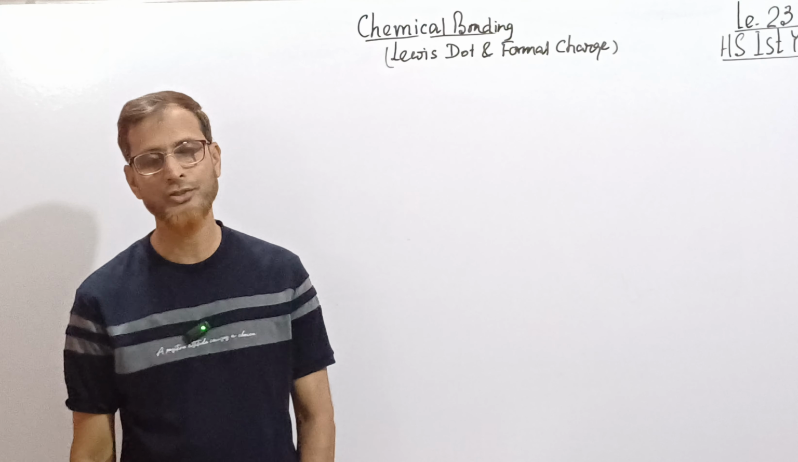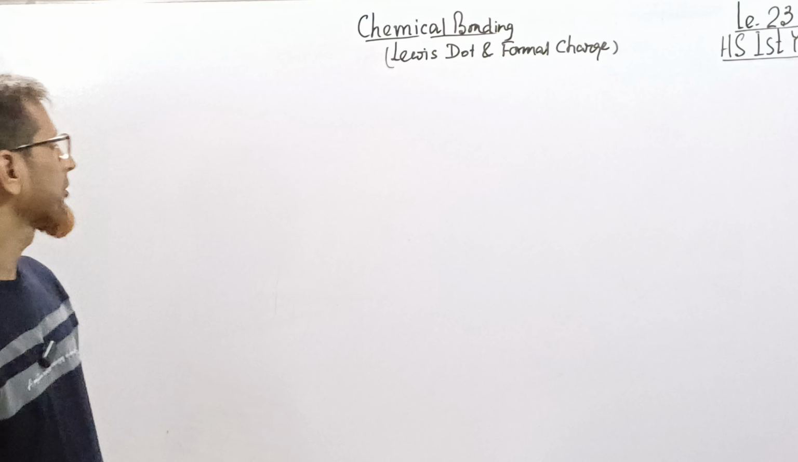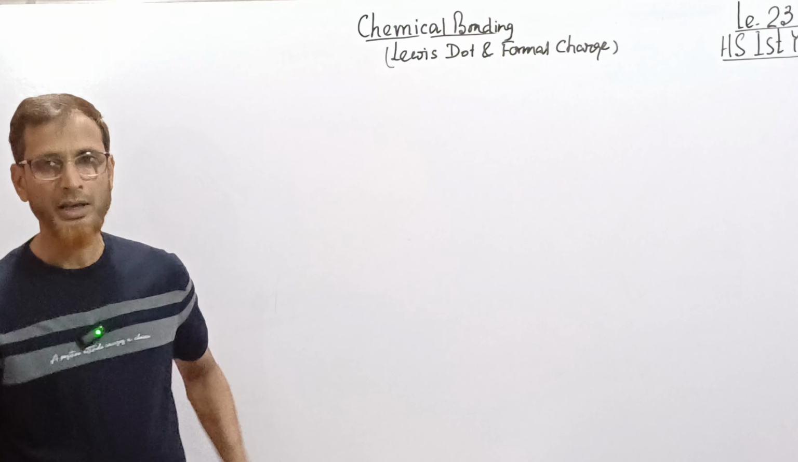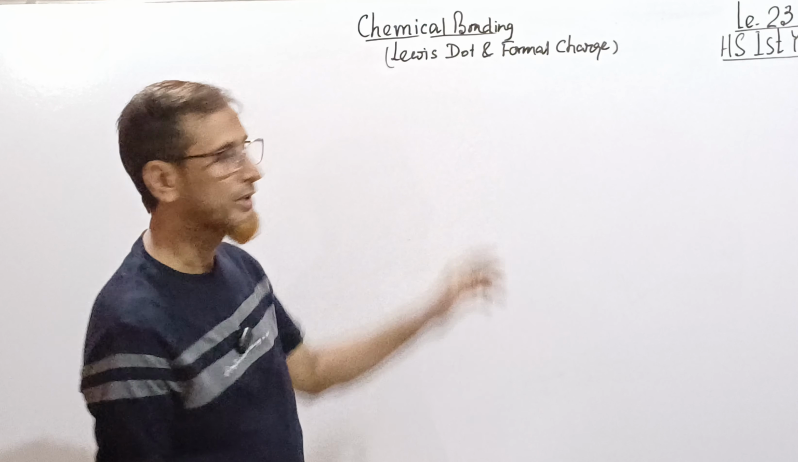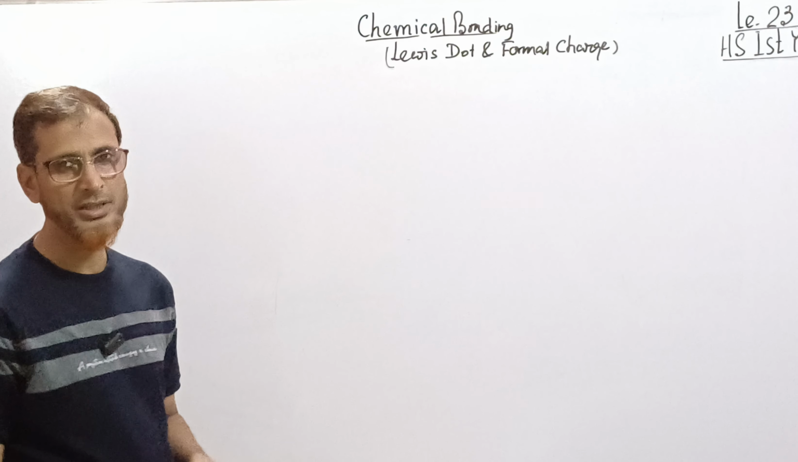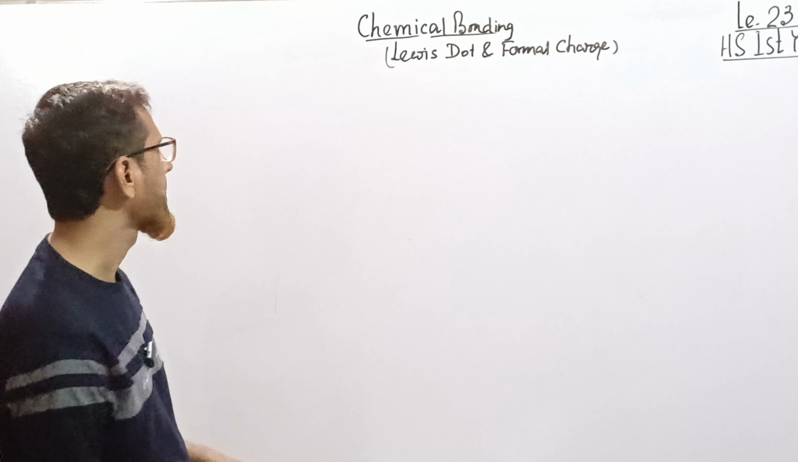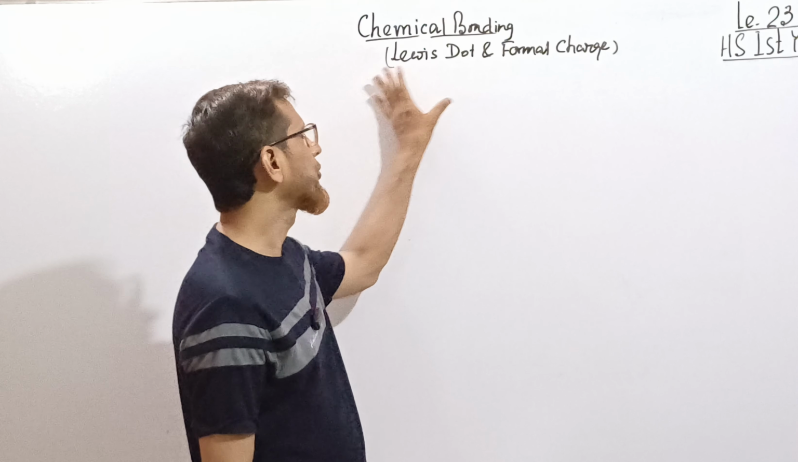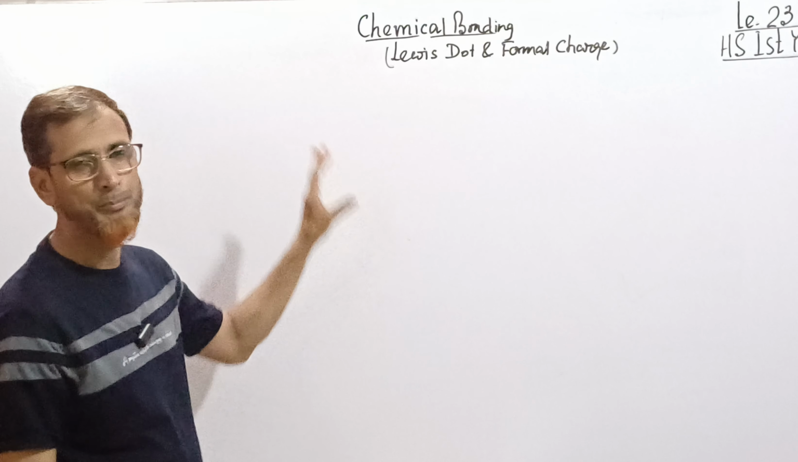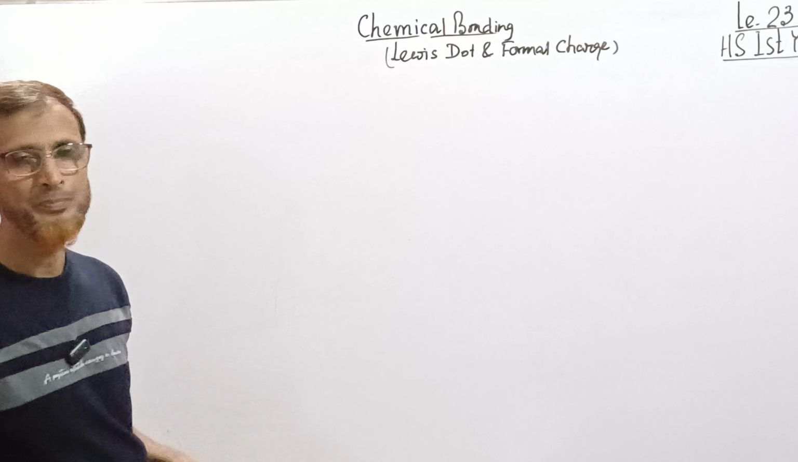Welcome to chemistry classes on the topic chemical bonding. Today's class is class number 23 and it is the second class of chemical bonding, and it is a very important and common topic, and a very often asked question in the entrance and also in the class exam. And this topic is Lewis dot and formal charges based on octet rule.